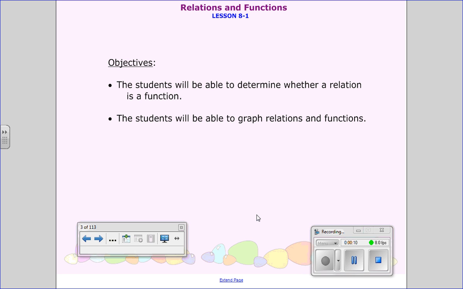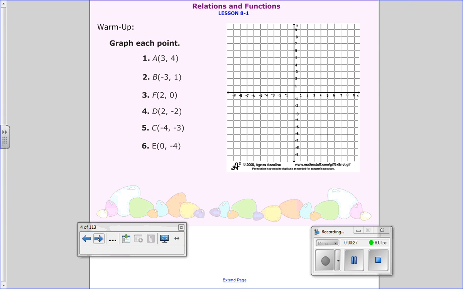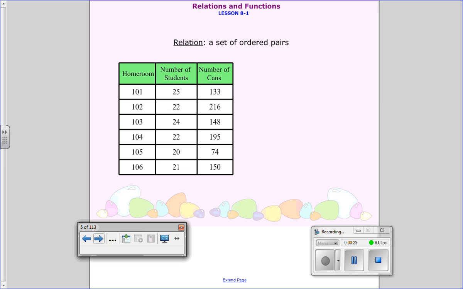All right, our objectives are that students will be able to determine whether a relation is a function, and tonight we're going to show how to do that in two different ways, by mapping them and then by graphing them and looking at the vertical line test. And then secondly, you will be able to graph relations and functions. So let's go ahead and get started. And we're going to skip the warm-up and go right to this.